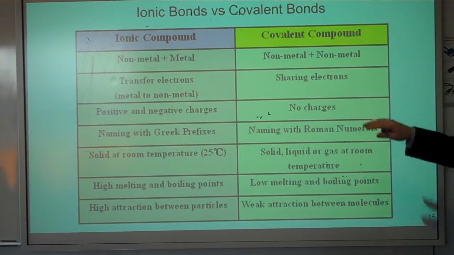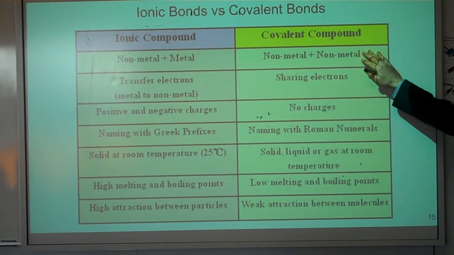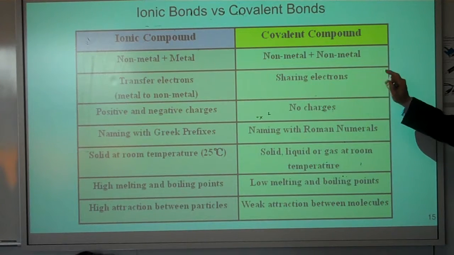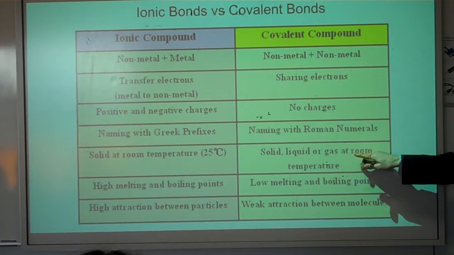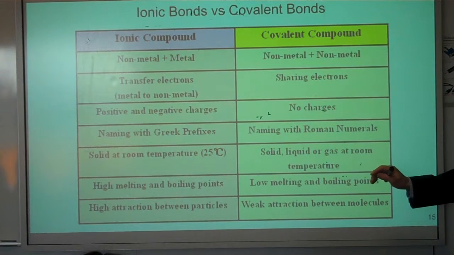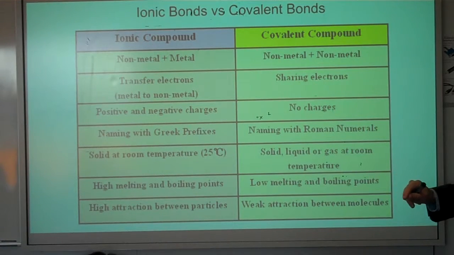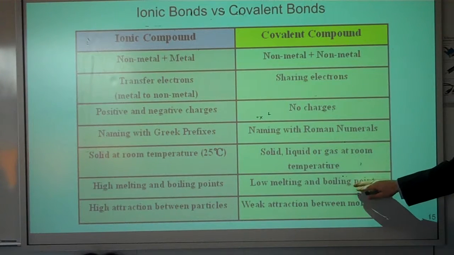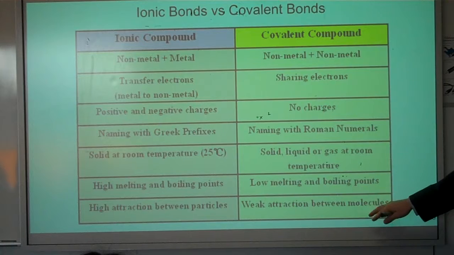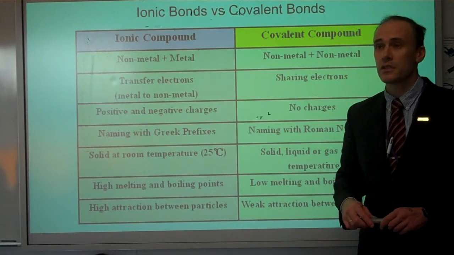Okay, whereas a covalent compound, non-metal, share electrons, no charges, don't worry about the naming, solid, liquid or gas at room temperature. So slightly different in that respect. Low melting and boiling points. So the bonds aren't as strong, if you like. Weak attraction between molecules, high attraction between particles.